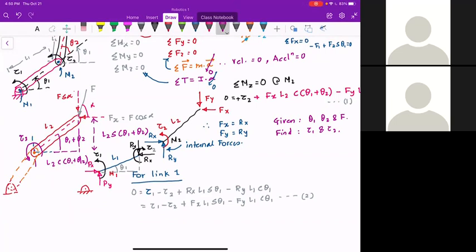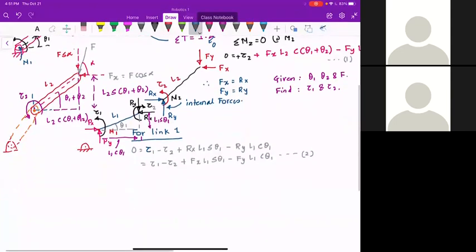So sines and cosines, let me see. Ry, no, I think it should be L1 cosine theta 1, and this guy is L1 sine theta 1. Everything okay? Sine, cosine values? Any questions there? So I think this equation is okay.